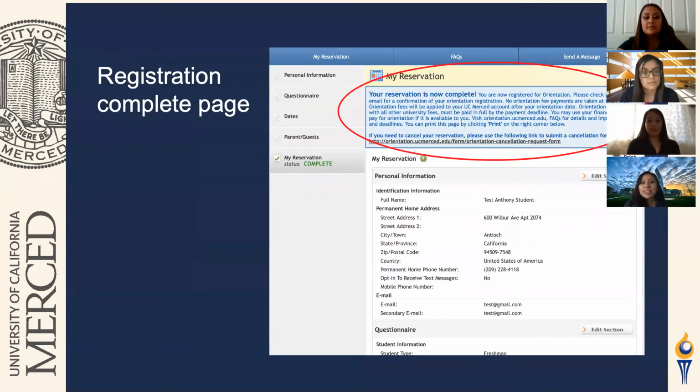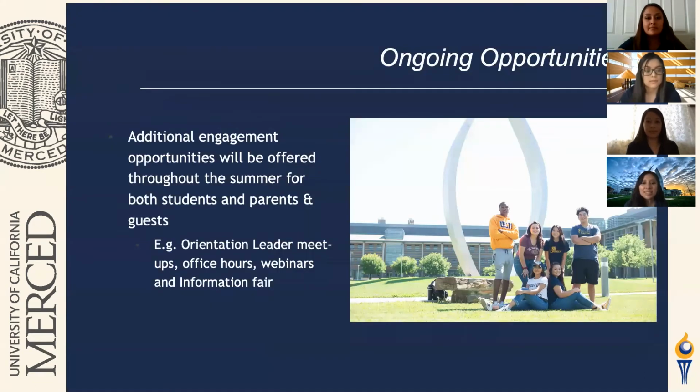And here, finally, is your registration complete page. Once you have done all of the previous steps, you will see all of your information in this tab. Once you are sure that everything is correct, you may click the submit button, which will switch your reservation status to complete in green letters, as well as a blue box that says your reservation is now complete. We will also be sending a confirmation email, so make sure that you have the confirmation email, and double check that you have reserved for the orientation date selected. Next slide, please.